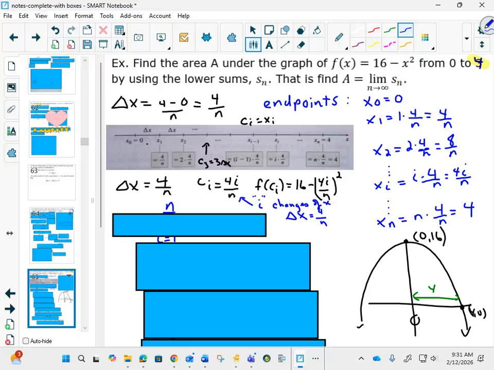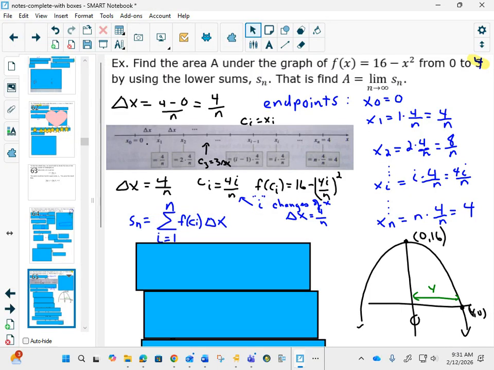Okay? Notation-wise, if you're just copying this down and you see, oh, that's the first place you go like, what the heck? Where did that come from? Okay, well, it's just i changes of x, and we just are dealing with complicated notation. So then f of ci would be plugging in ci, which is 4i over n, into the formula, and you get 16 minus 4i over n squared.